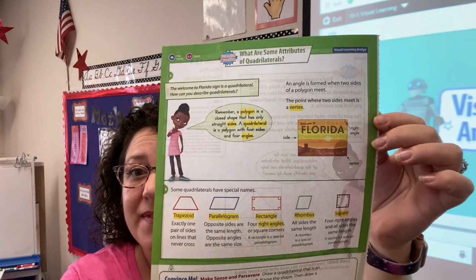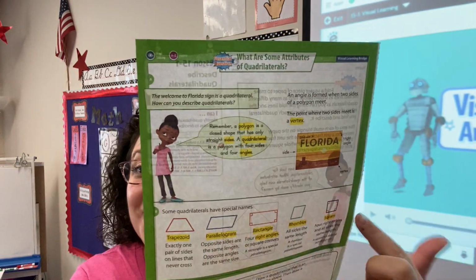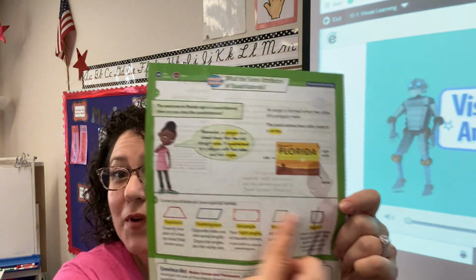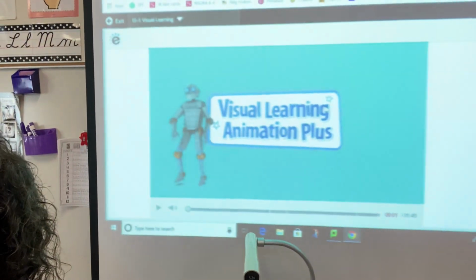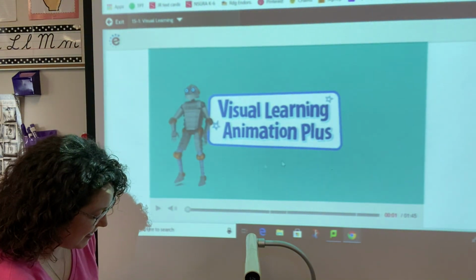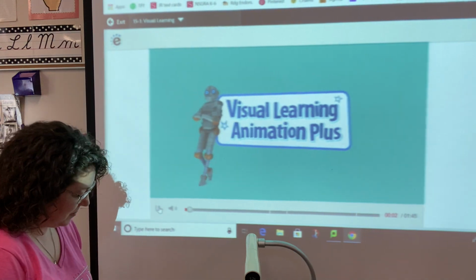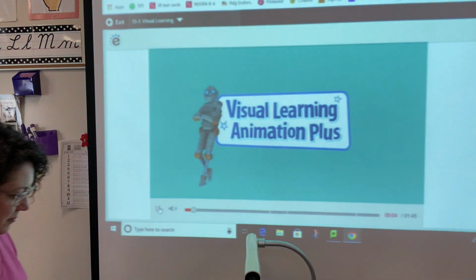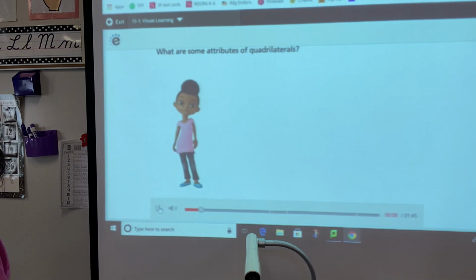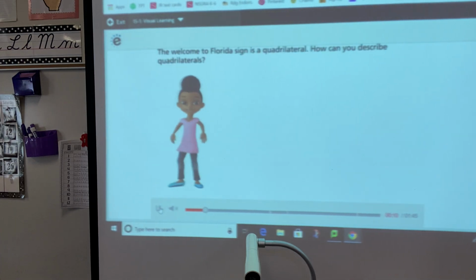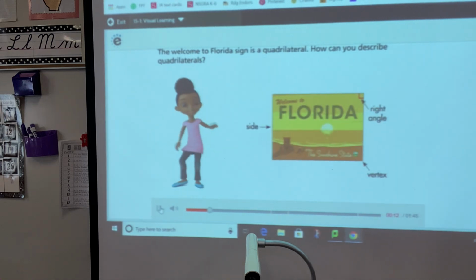And cool enough, page 586 has our shapes that we talked about yesterday. So if you don't have your math notebook out, you'll have the vocabulary words right there in your book. So let's look at our visual learning, page 586. What are some attributes of quadrilaterals? The Welcome to Florida sign is a quadrilateral.